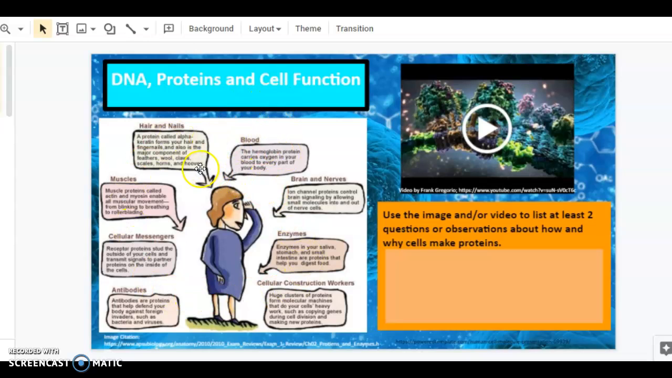In this diagram, you have a series of captions that describe some of the things that proteins do in the human body. Everything from making muscles work to giving you the chemicals that make up your hair and nails, carrying oxygen in your blood, helping your brain and nerves transmit messages, regulating chemical reactions, doing the work of the cell, fighting off diseases. These are the things that proteins do.